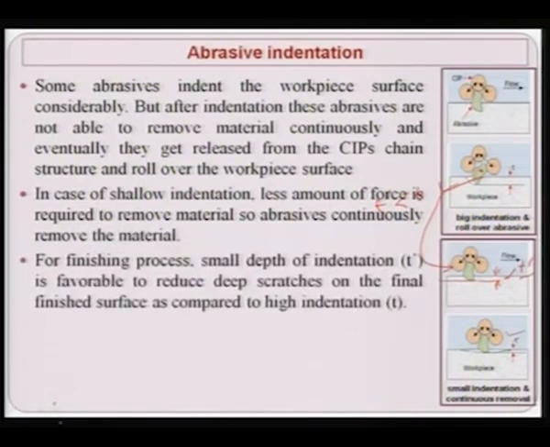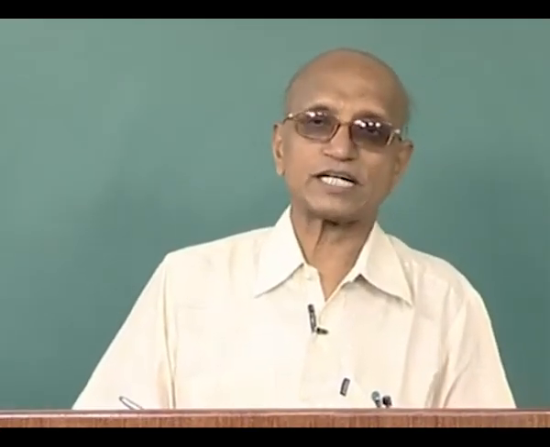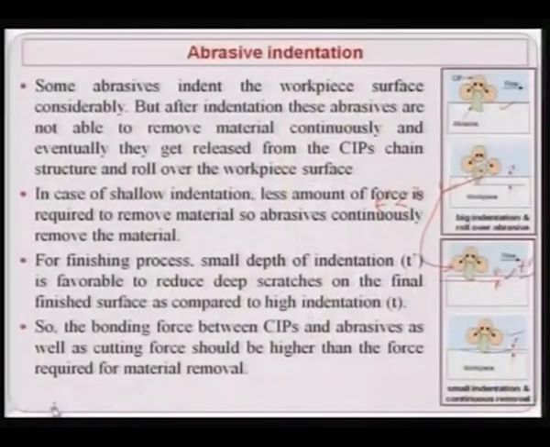For a finishing process, a small depth of indentation is favorable to reduce or avoid deep scratches on the final finished surface, as compared to a high depth of indentation as shown in figure 1 on the right hand side. So, it is always desirable to have a smaller depth of indentation, which simply means a smaller normal force compared to a larger normal force. So, the bonding force between CIPs and abrasives as well as the cutting force should be higher than the force required for material removal.